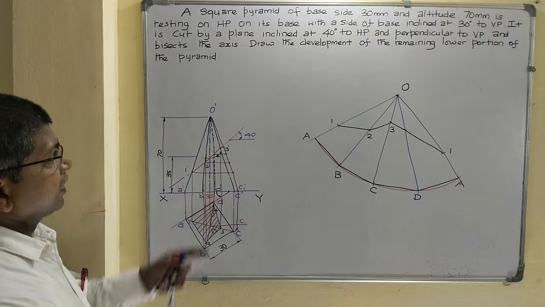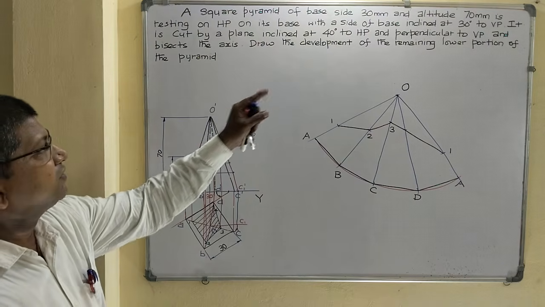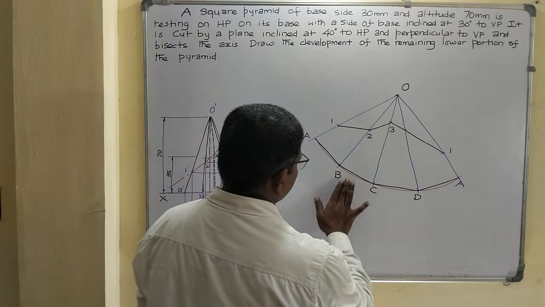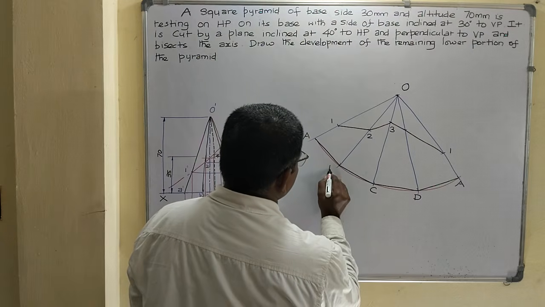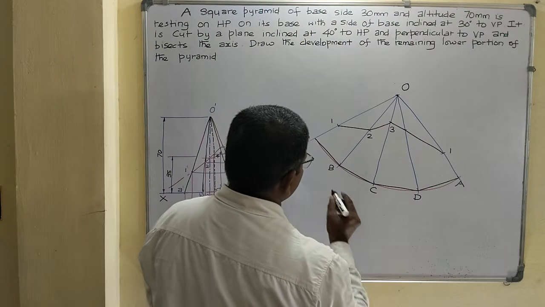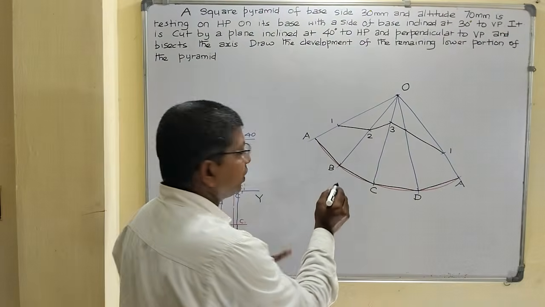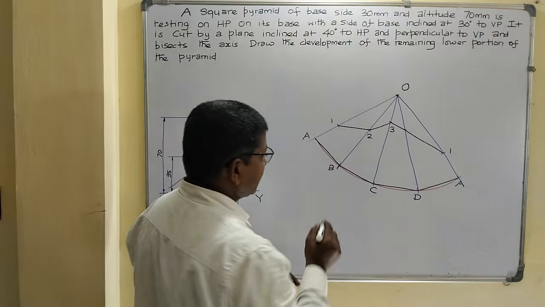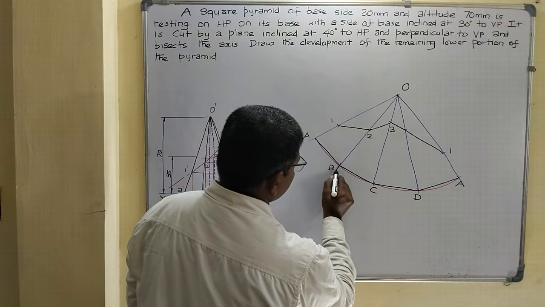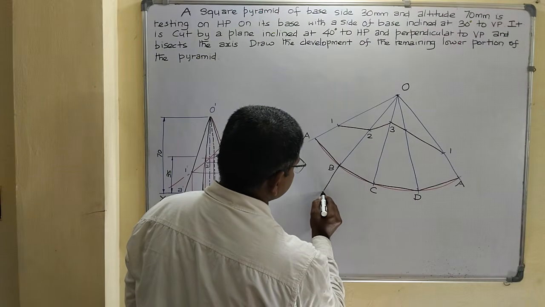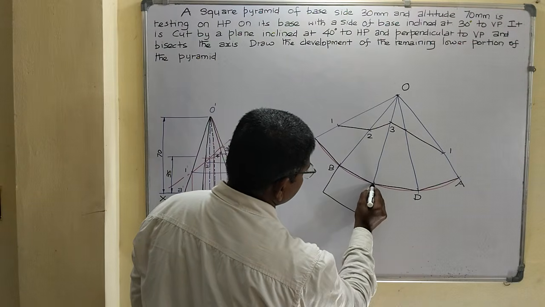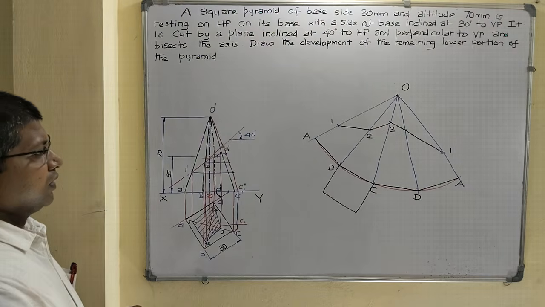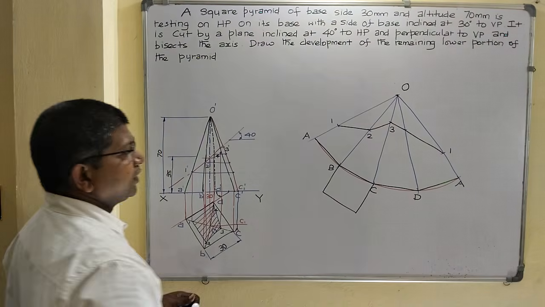After that, our requirement is to draw the development of the remaining lower portion of the pyramid. Draw the base from any one base side. From BC, draw a base. The base side is 30 mm, so draw perpendiculars, since in a square each side is perpendicular. From the base, perpendicular to that, 30 mm distance. Draw the base. Okay. So 30 mm each side, complete the base.